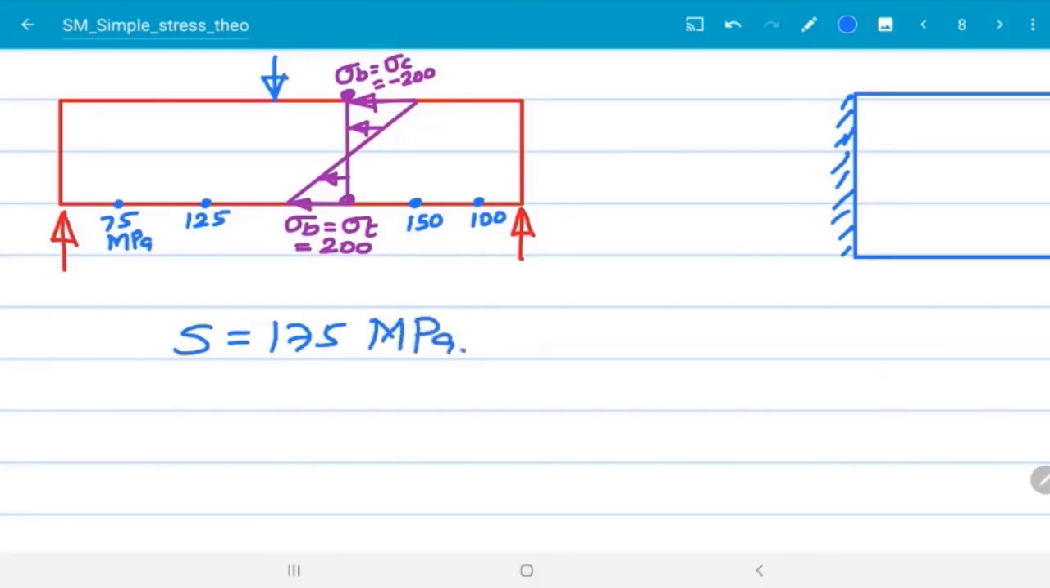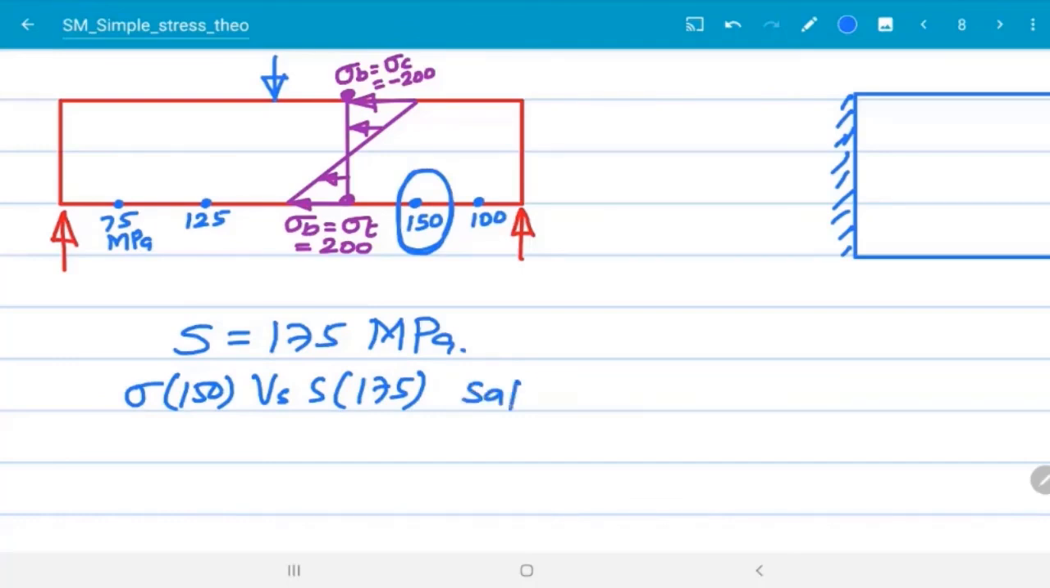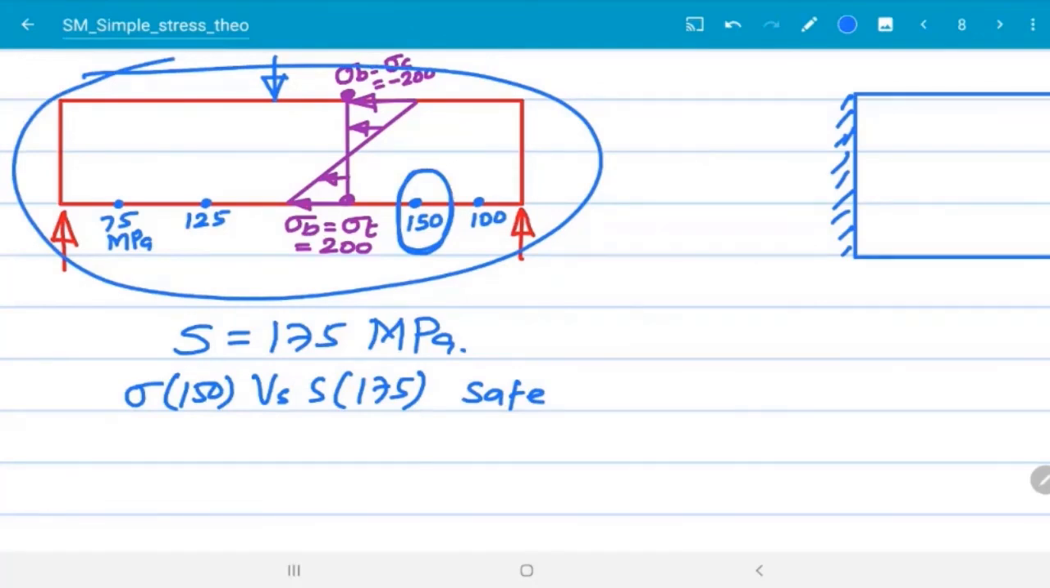Mistakenly, if I compare this 150 with the strength value, what will happen? According to the comparison, stress is 150, strength is 175. According to you, it is safe, right? Safe. But will the actual beam be safe or fail?